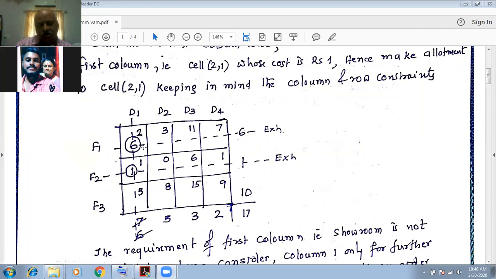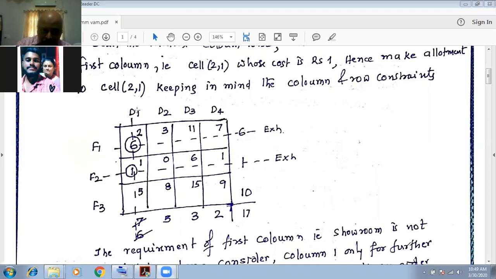So you go to this cell, that is cell number 11, and make an allotment, keeping in mind the column constraint as well as the row constraint. Now factory 1 can supply 6 units, and showroom 1 can take 6 more units, because 1 unit was given from factory 2. So you make an allotment of 6 units from factory 1 to showroom number 1. When you make this allotment, being the least cost cell of that column, the capacity of factory 1 is also exhausted. That's why I have shown it as a dotted line.